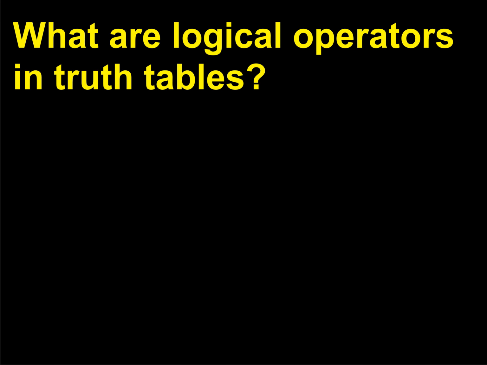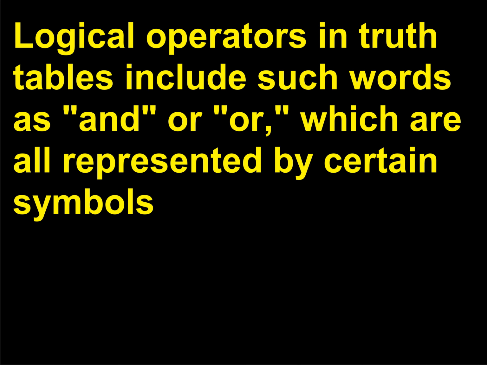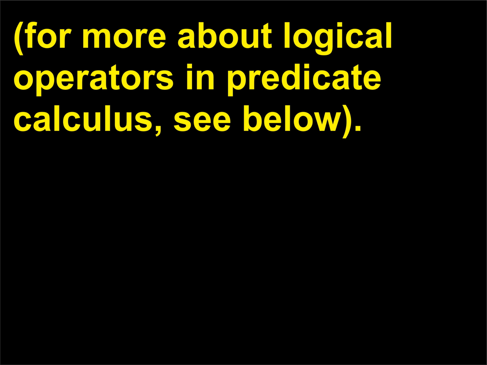What are logical operators in truth tables? Logical operators in truth tables include such words as and, or, which are all represented by certain symbols. For more about logical operators in predicate calculus, see below.